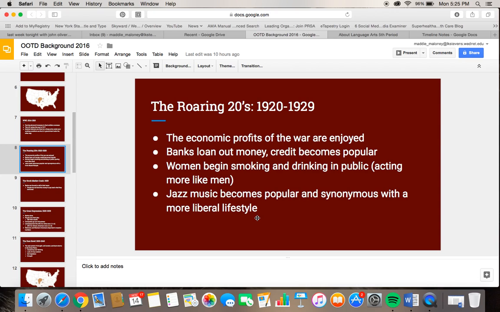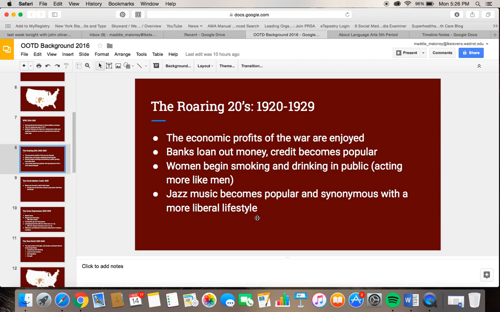So during the Roaring 20s, people get a little too confident in terms of their spending ability. Banks loan out money, credit becomes popular, and people are purchasing things like no other. We really start to have this culture of consumerism. And that's fine, except it actually turns out to be bad.